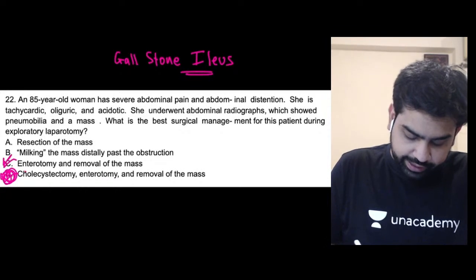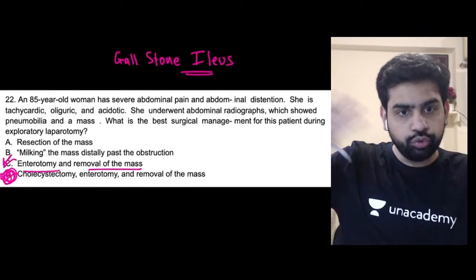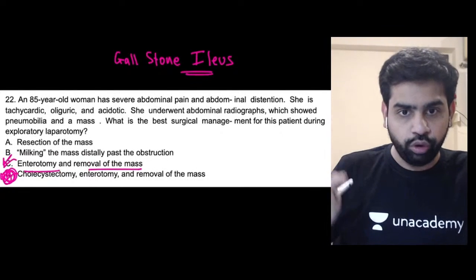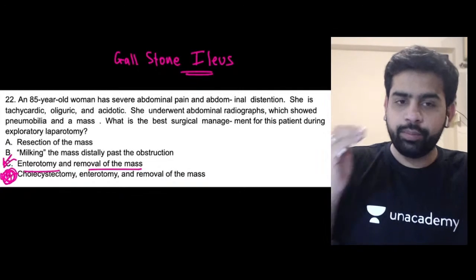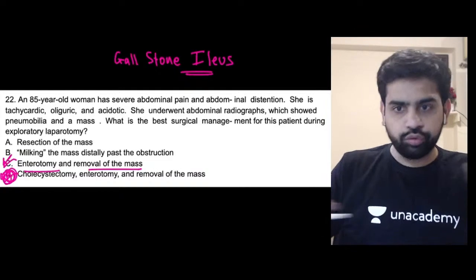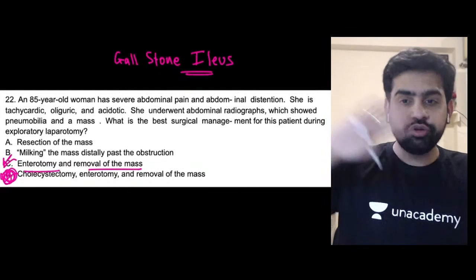Okay, you just go in for an enterotomy and the removal of the mass. You do not perform a cholecystectomy at the same go. You will call the patient after, let's say, a couple of months, and then you might perform a cholecystectomy. But at this moment of time, you just remove the stone, and that's it. You do not touch the fistula. You do not remove the gallbladder.